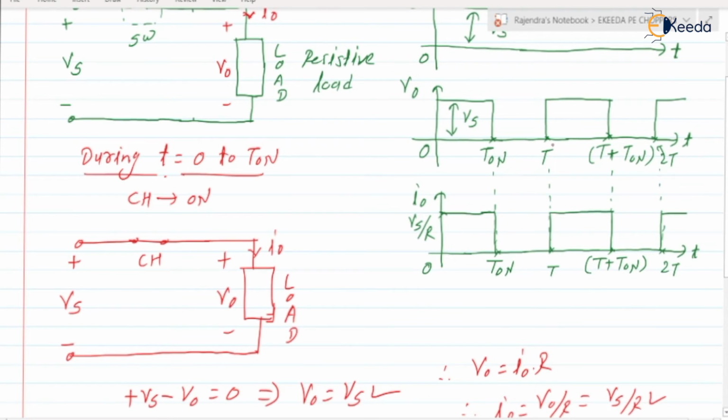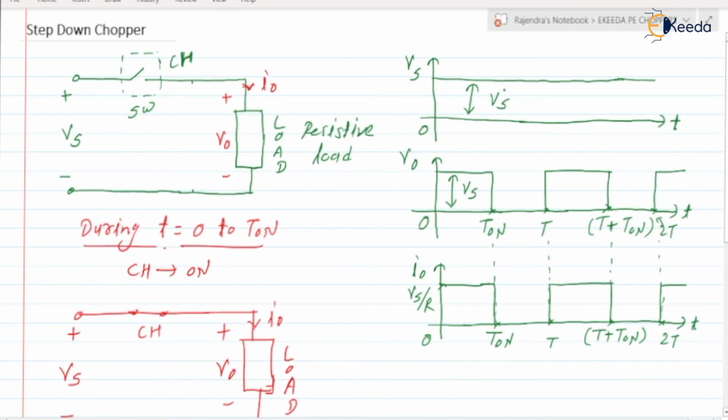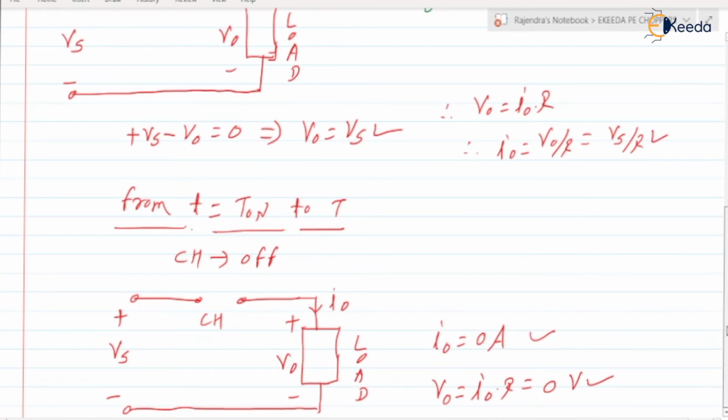Next, at capital T, the switch is turned on again. From T to T plus t on, the switch is in the on state, the output voltage is the same as the supply voltage, and the same cycle goes on repeating. If you check, the supply is fixed DC, and V0, the load voltage, is a pulse: non-zero, 0, non-zero, 0. So by varying the on time, we can vary the effective DC voltage, that is V0 average, for this circuit. Now we are going to derive the expression for V0 average.